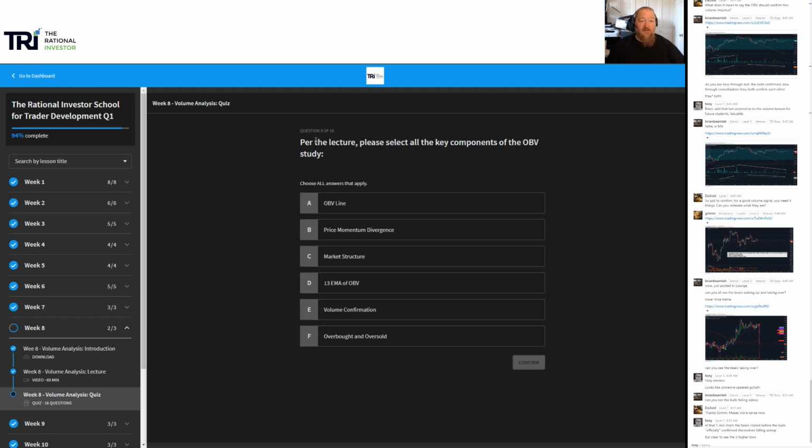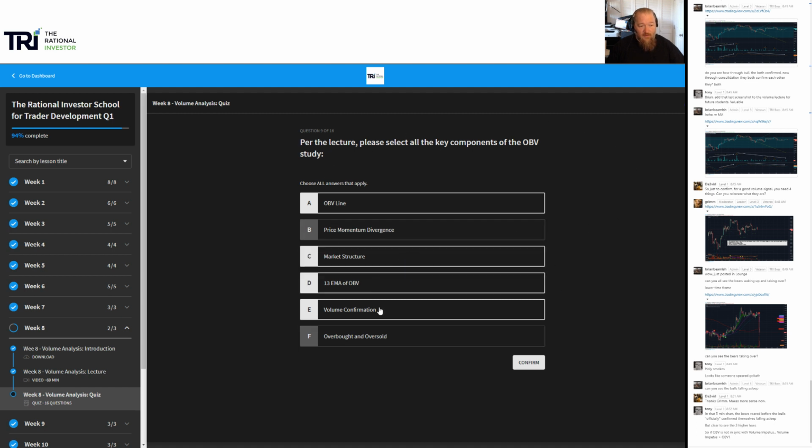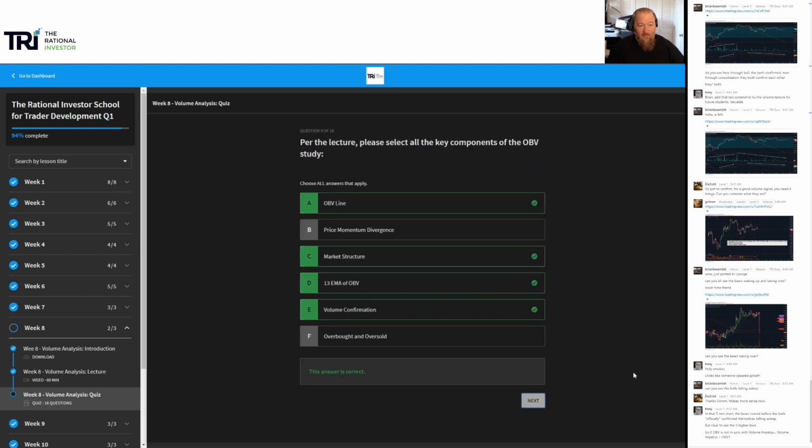And per the lecture, please select the key components of the OBV study. The OBV line itself, volume confirmation, market structure, and the 13 EMA of the OBV. These are the key components of the OBV study. You'll notice price momentum divergence is there. This is not what we are looking for. What we are looking at is volume momentum divergence. That'll throw you off. You need to be clear that what you're looking at is a study of volume, not of price.